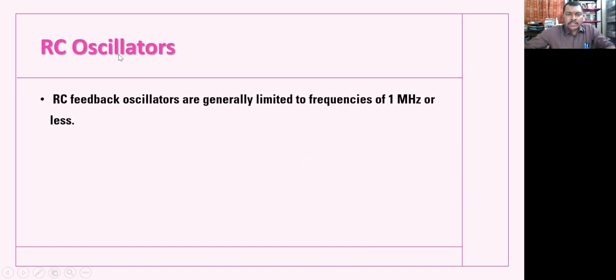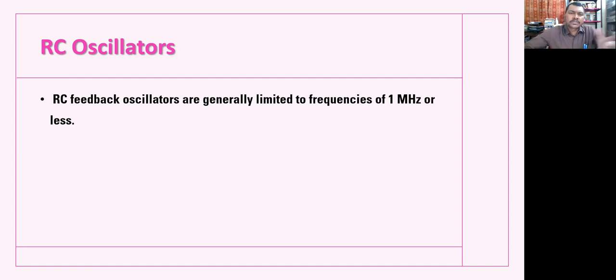We have some RC oscillators which we expect to study in this section. RC feedback oscillators generally have a limited frequency range of 1 megahertz or less. RC means we are employing a resistor and a capacitor both in a circuit, right? Those circuits are called RC circuits, and where we connect inductors, we'll have LC circuits, inductor and capacitor circuits.